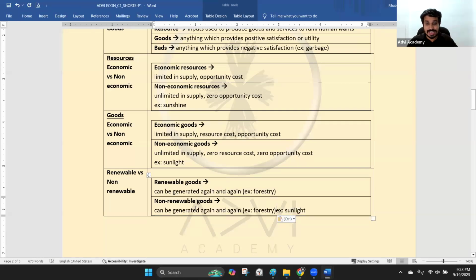Once used, that's it. Like for an example, your brain, I'm sorry, that of course is renewable. No? I thought it's non-renewable. So let's say you can't use it again. Once used, it's gone. Cannot be generated again and again. Yes. So for an example, like gold, diamonds, right? Those things.